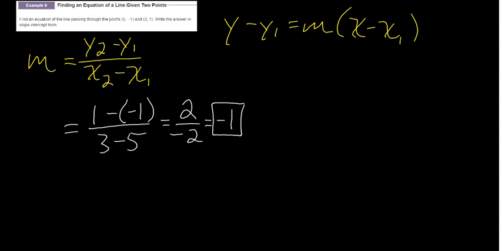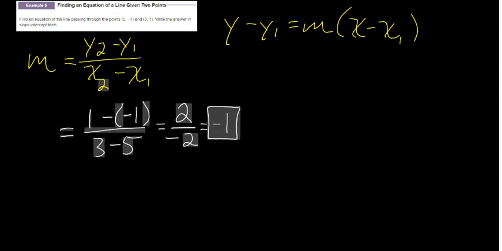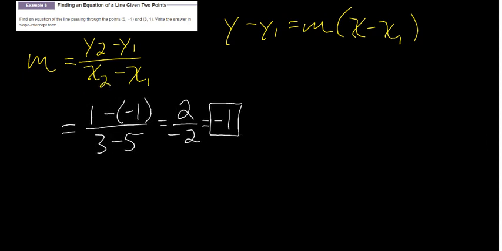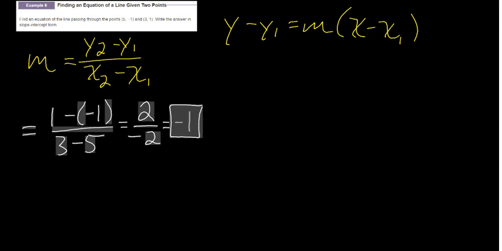Let's see, I wonder if I can move this over. Oh, I took the 2 off with it. Let's try this again. Oh, no. There we go. Okay, so my slope is a negative 1.